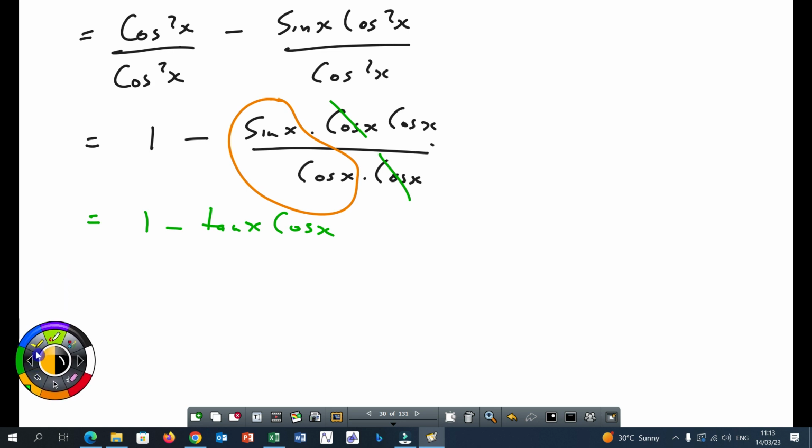So, I'm smiling now. So I'll say therefore, left-hand side is indeed equal to the right-hand side. I simplified the left-hand side without touching the right-hand side. Okay? Now we can do the reverse as well. We can simplify the right-hand side without touching the left-hand side.